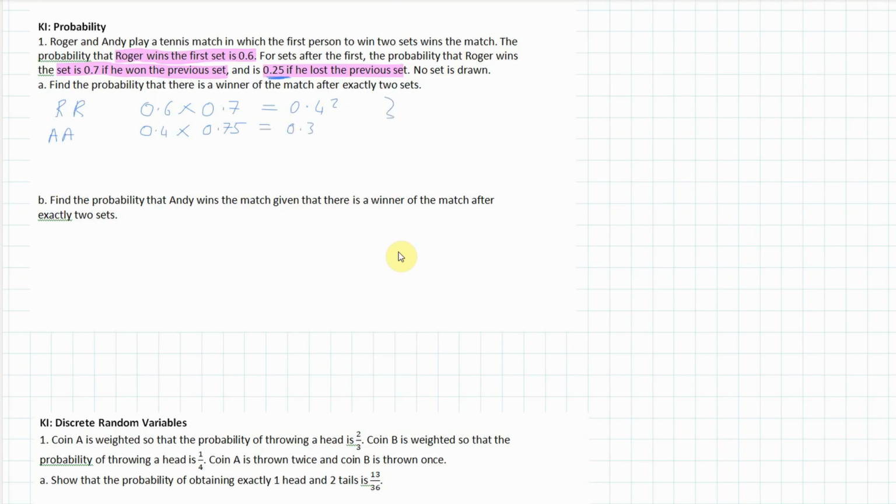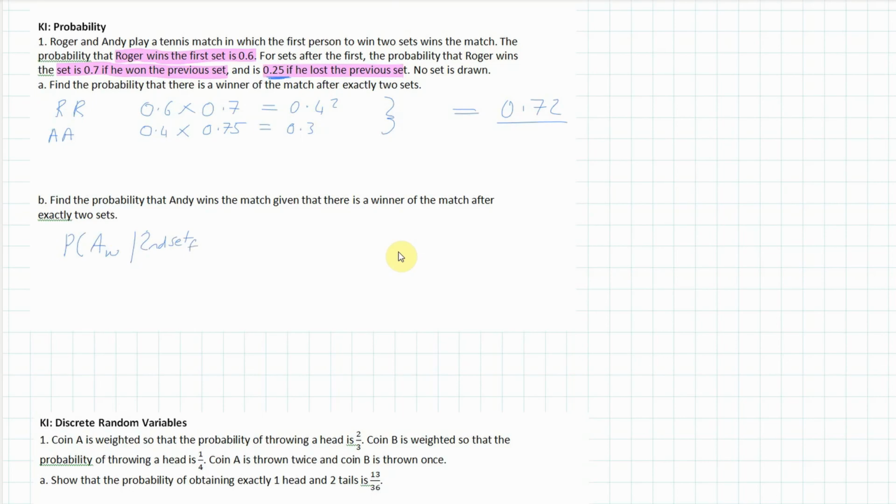And then we just sum those together and we get a 0.72 chance of the game being over after 2 sets. Well, that's nice. Find the probability that Andy wins the match, given that there is a winner to the match after exactly 2 sets. Oh, well, we've set up nicely for this. So we want the probability that Andy is our winner, given the fact that we finish the game after the second set.